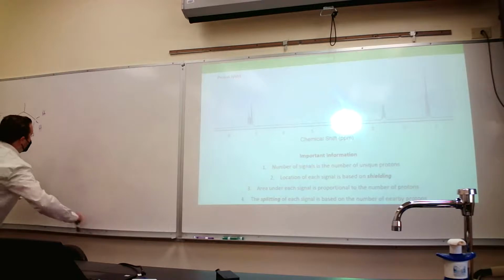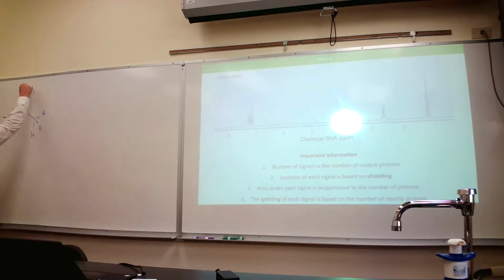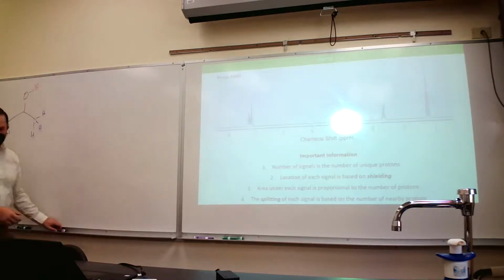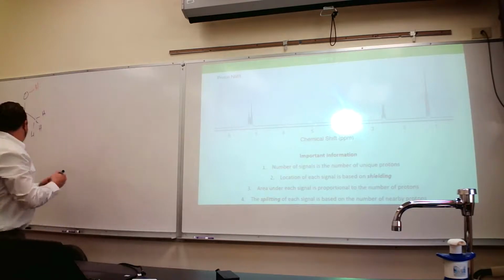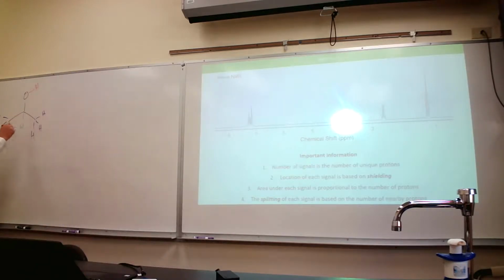If, let's say we're looking at isopropyl alcohol here. That hydrogen is going to be different though. And that hydrogen is going to be different. So for isopropyl alcohol, we would expect to see 3 peaks in the proton NMR.